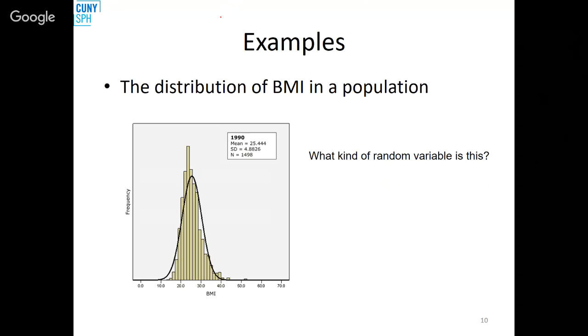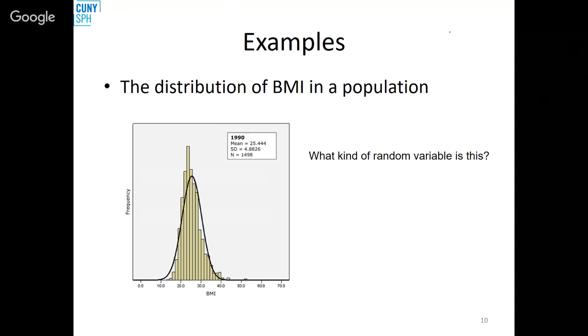All right, how about the distribution of BMI in a population? So individual body mass index, what kind of variable is this? Continuous, yeah. This is a continuous quantitative variable because it can take any value between the limits.